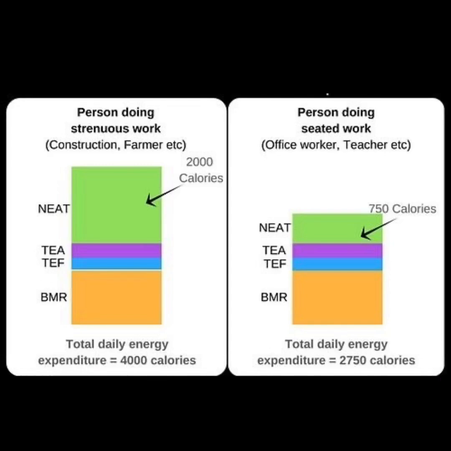So here we have two different people that have completely different needs. Their BMR is the same, their TEF is the same, and this chart just uses TEA, which is thermal effect of activity, rather than TEE, which is thermal effect of exercise. They're the same thing, so don't get too bogged down with that. Both of these people have everything the same except the NEAT, and as you can see, it's quite a vast difference. One person's burning 750 calories with their NEAT because they're an office worker, teacher, etc., and the other person is burning 2,000 calories because they're a construction worker, farmer, etc.